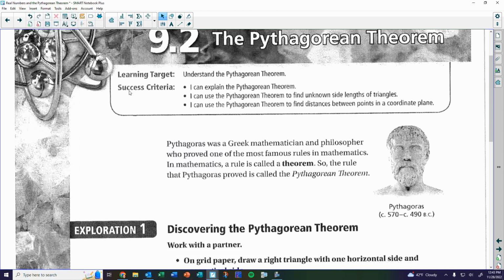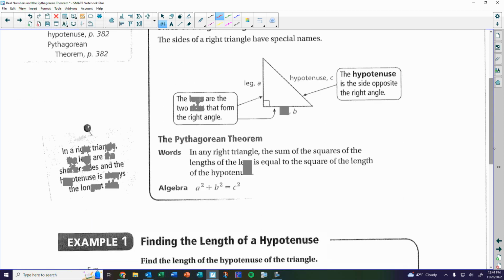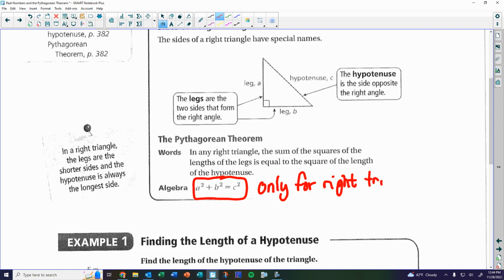All right. So this unit says Pythagorean theorem, but today we're actually going to start something called the Pythagorean theorem. This is just a little intro. This guy here named Pythagoras discovered it, which is why it's called the Pythagorean theorem. And here it is. This is the Pythagorean theorem right here. And again, this is only for right triangles. No other type of triangle will this formula work for.